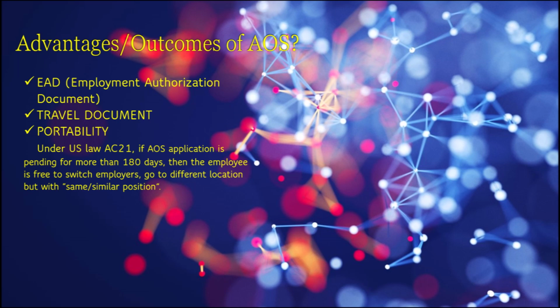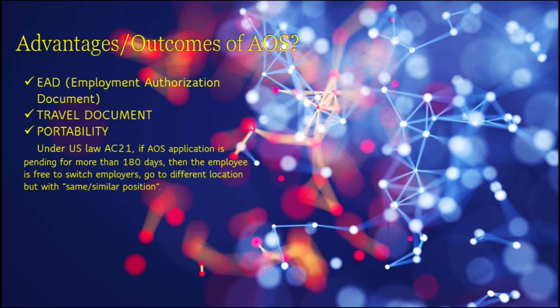So the next thing is the travel document. That's the second advantage here, which can be issued to a person who has applied for I-485, and this can be used to travel in and out of the US without the need of a visa. So this is the next biggest advantage.